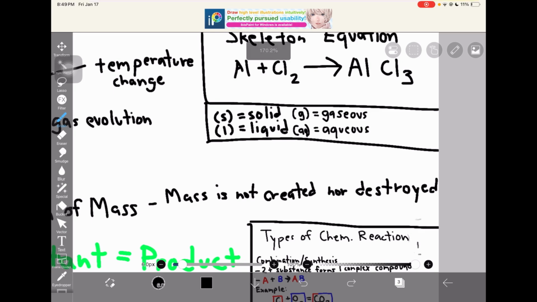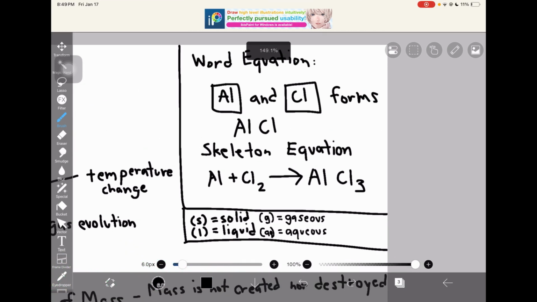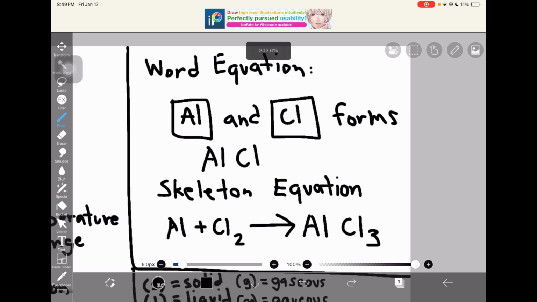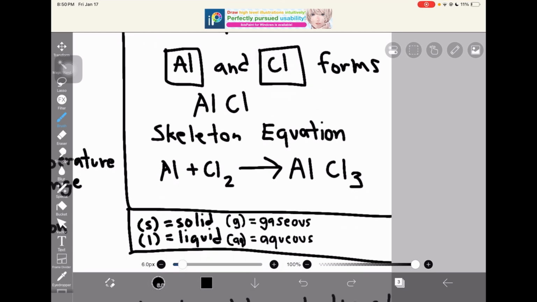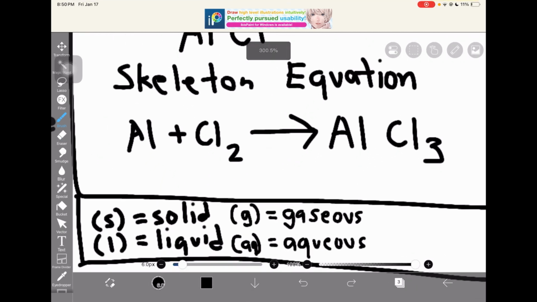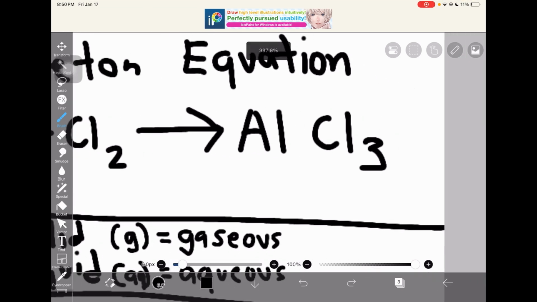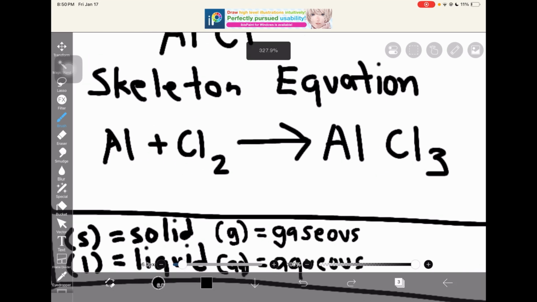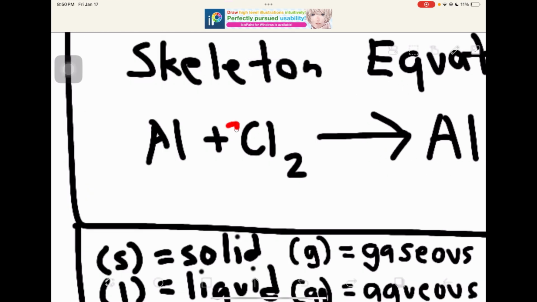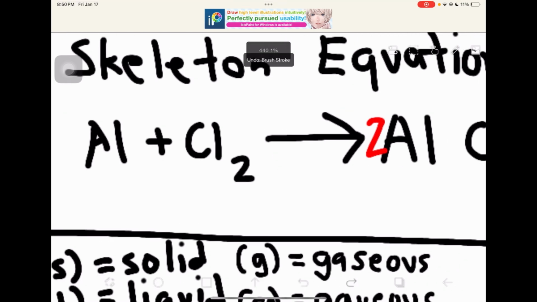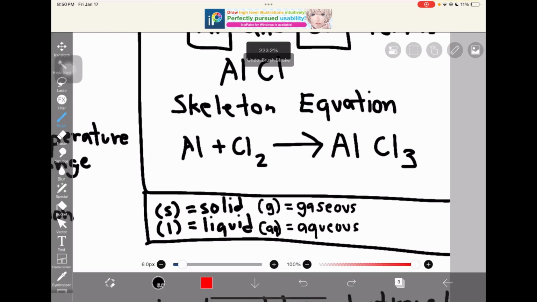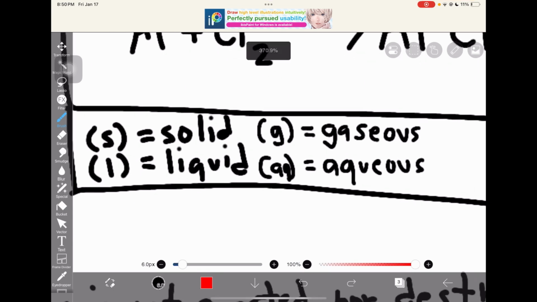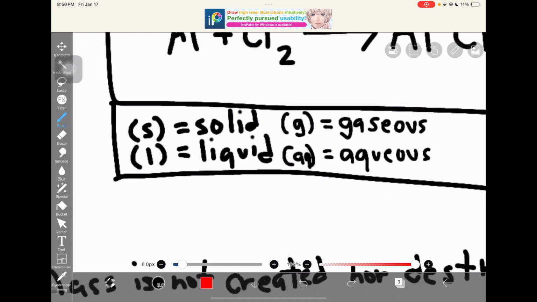Now, we have to talk about the law of conservation of mass: that mass is not created nor destroyed. We can use this in balancing chemical equations, which have two forms. The word equation, where it's like this, but more importantly, the skeleton equation, which we'll be using like this. As you can see, 1 Al plus 2 chlorine is equal to 1 Al and 3 chlorine. So clearly, something's not right. To fix this, we can add a numerical coefficient to each side to balance it, and we're going to be doing that later. By the way, when balancing chemical equations, you may see these.